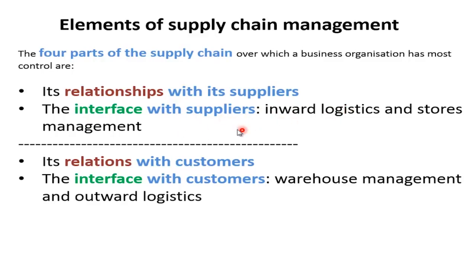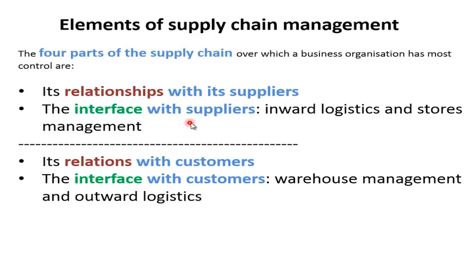So, in here the interface is with the supplier. So, inward logistic. So, materials come into the organization. So, that is inward logistic, and store management should be there. Then it is related with customers and interface with customers, and with the customer the organization will have the relationship, and there is an interface, that is warehouse management and outward logistic. So, inward logistic, outward logistic.